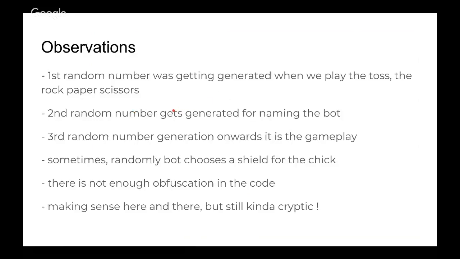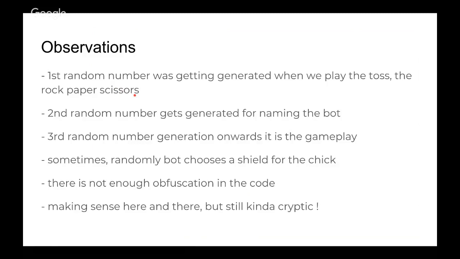We have to win. We have to win the toss, and I just explained why. So we found that as another important observation. We also tried to hook into the random number function call itself, and look at all the random numbers that were getting generated. What we figured out was that the first random number that gets generated was for the toss event, which is the rock paper scissors.